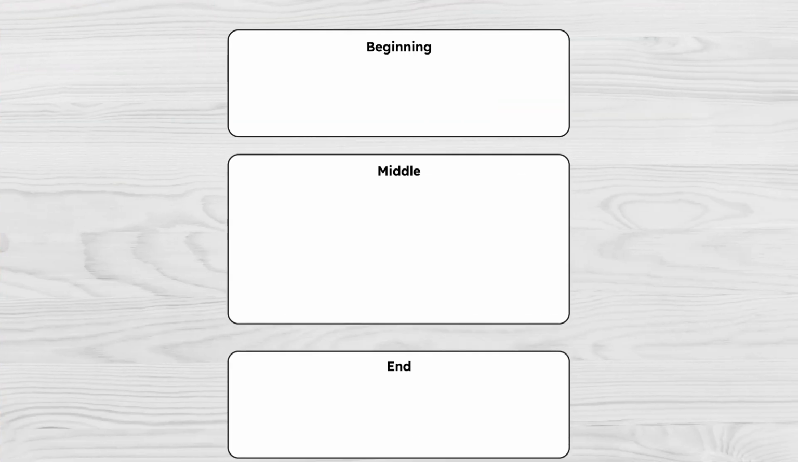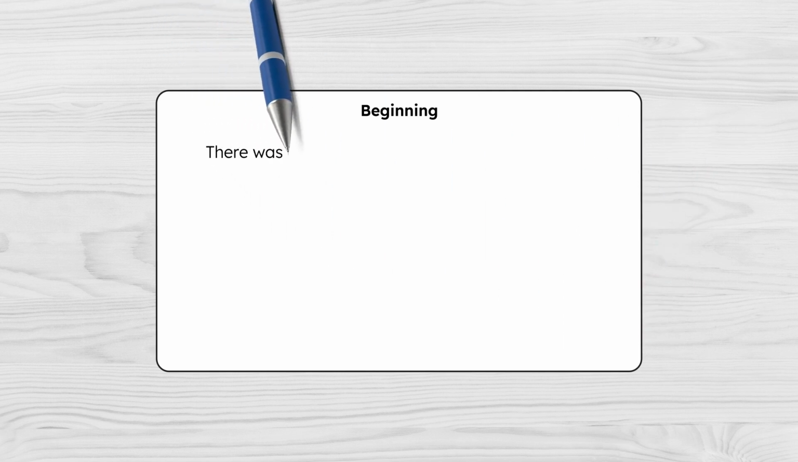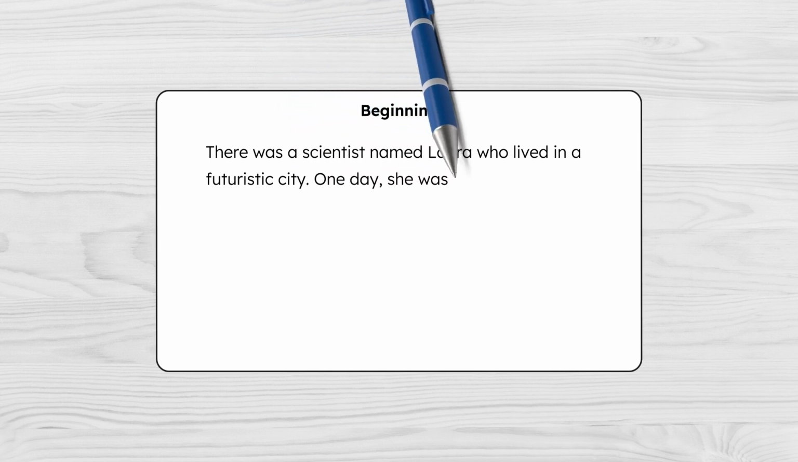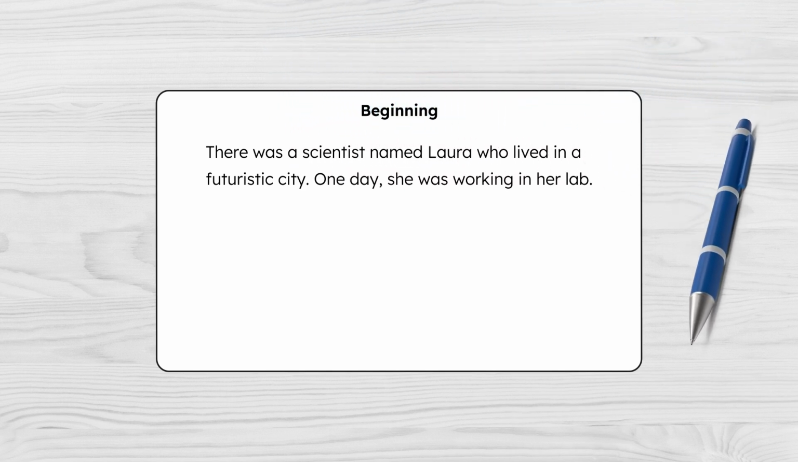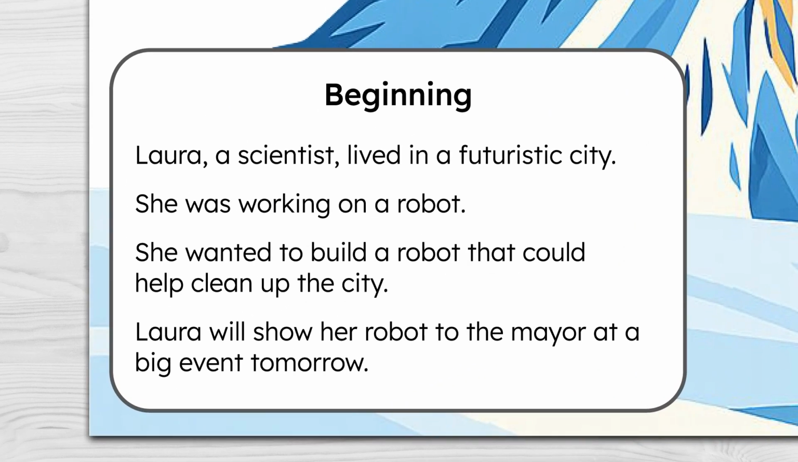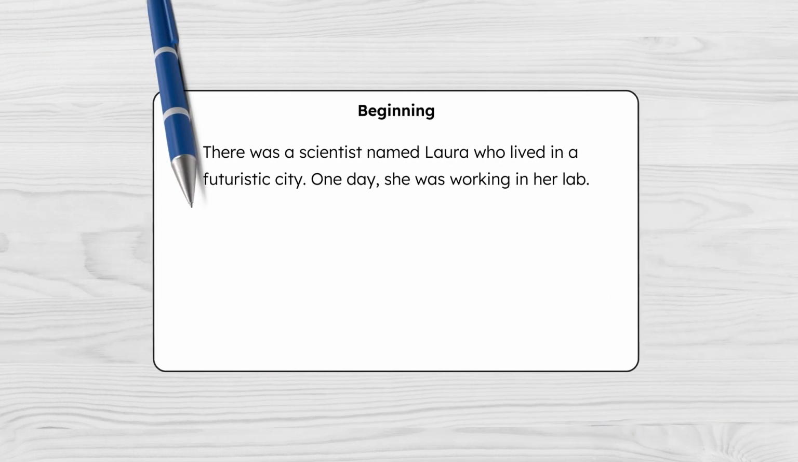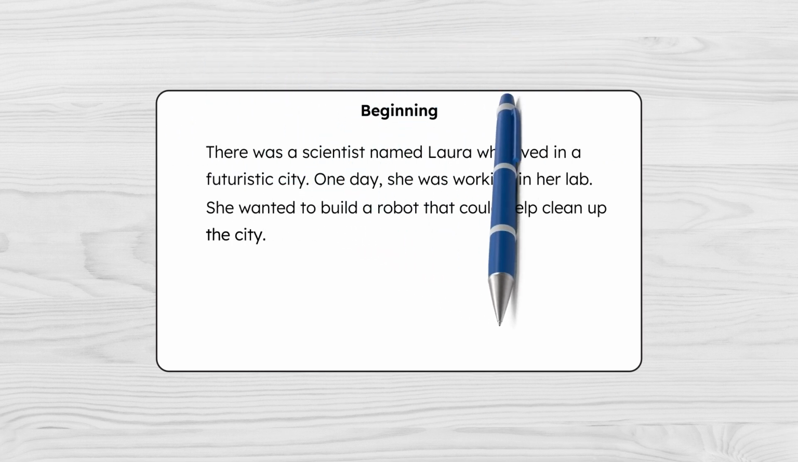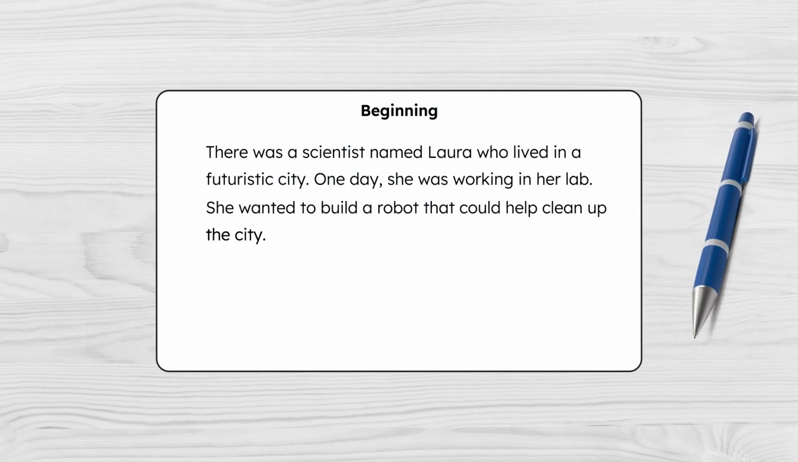At the beginning, we need to introduce the main character, the setting, and what the character wants. I'll start by writing, there was a scientist named Laura who lived in a futuristic city. One day, she was working in her lab. Okay, let's look back at my plan. What should I add next? I'll write, she wanted to build a robot that could help clean up the city. You'll notice I'm looking back at my story plan often so I don't forget any important details.